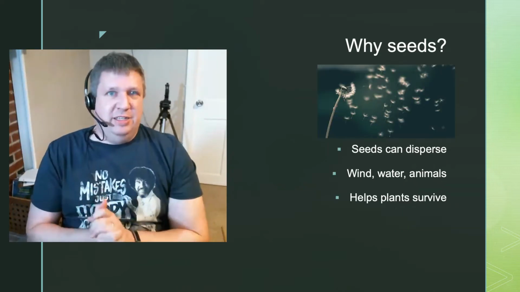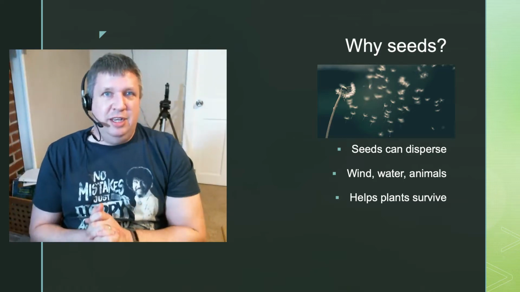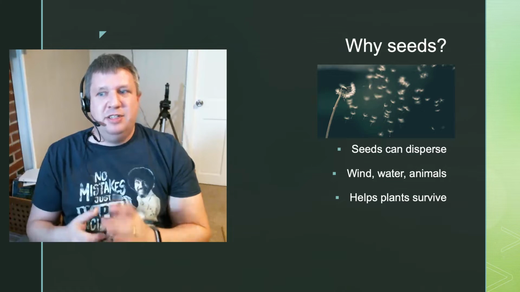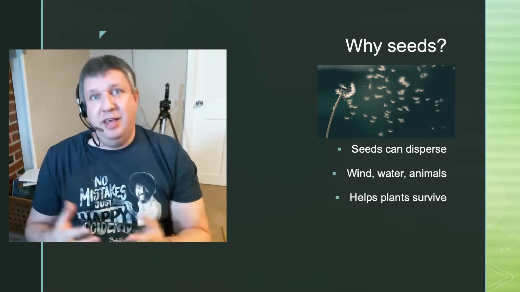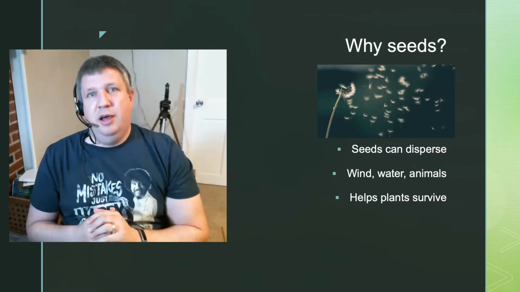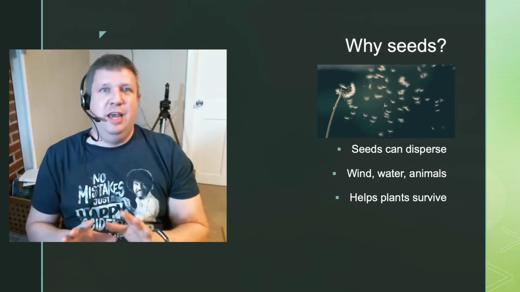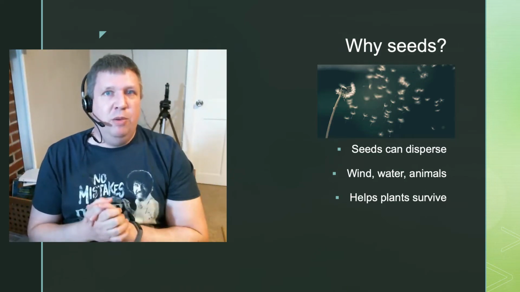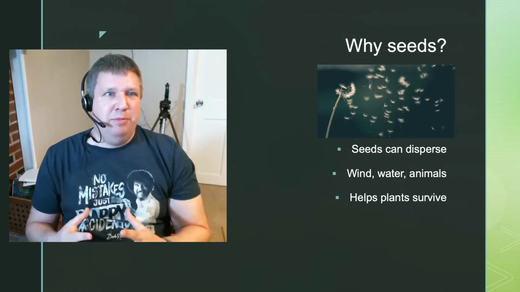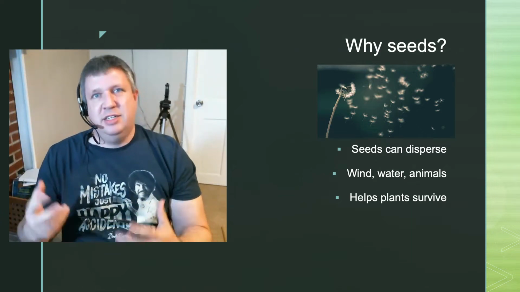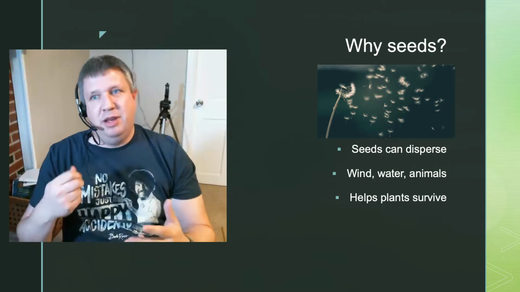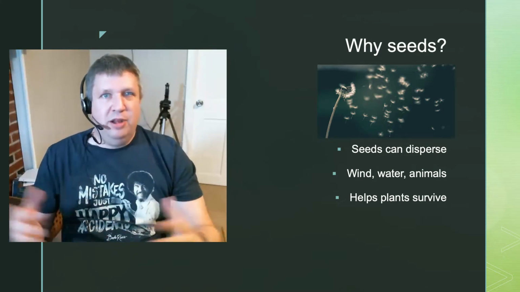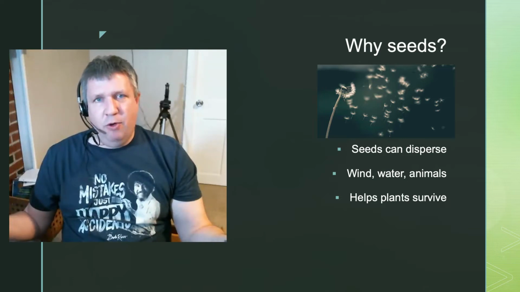So why seeds? Why do plants that produce seeds reproduce that way? Well, first off, seeds can disperse, meaning that they can spread. Our picture of the dandelion seed here is a great example of seeds spreading. Both water and wind are naturally capable of spreading seeds. The seeds can fall into a flowing stream and get carried to a different spot. Wind can blow the seeds around, and that spreads them across the land.